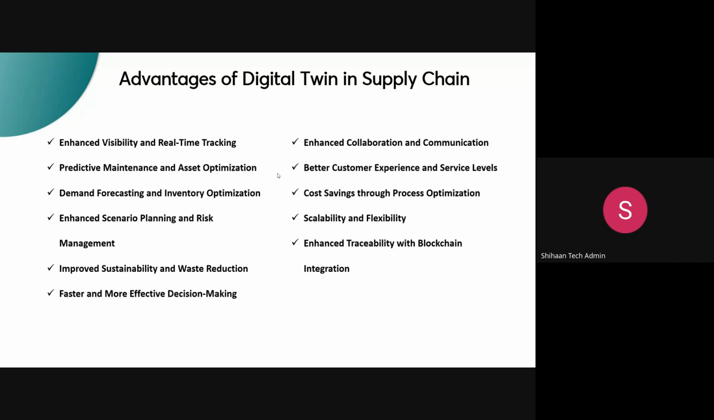Enhanced traceability with blockchain integration. I have talked about how, if your digital twin is supported by blockchain, you have entire traceability in place, right from the product building, from where the different parts and the raw material are coming, till it reaches the end users. There will be end-to-end product life cycle management which can be tracked in the blockchain. Any questions?